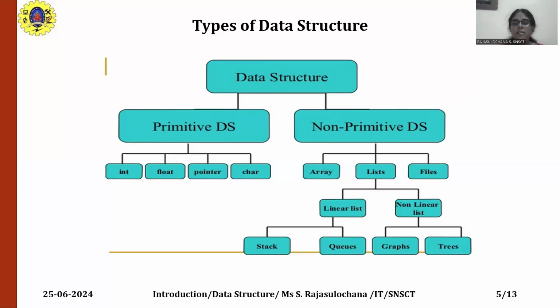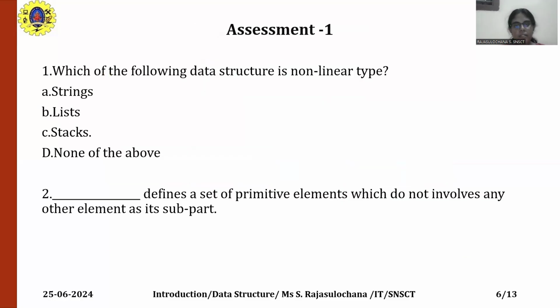If you take this list, it is classified into two types: one is linear list and the other is non-linear list. Under linear list, we have two different data structures: one is stack and the other is queue. And under non-linear list, we have graph and trees. We will discuss all these types in detail in the forthcoming lecture videos.